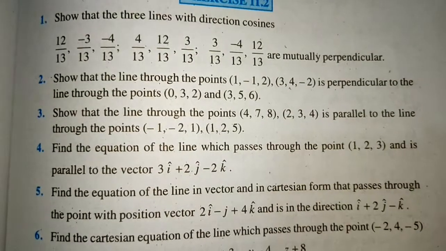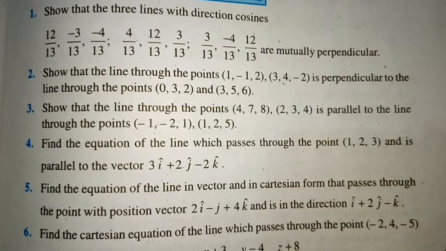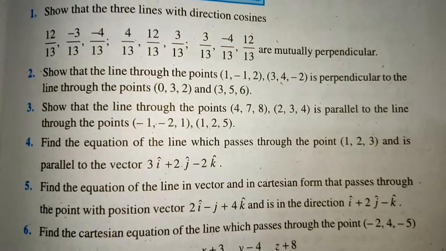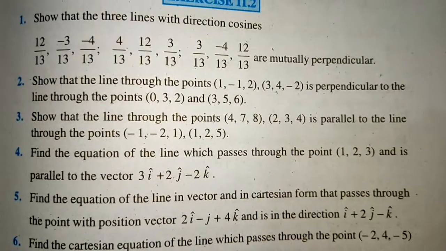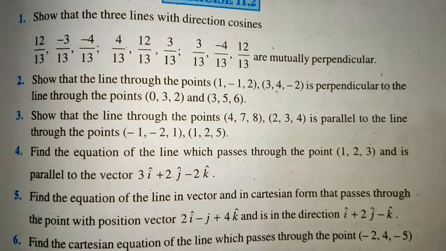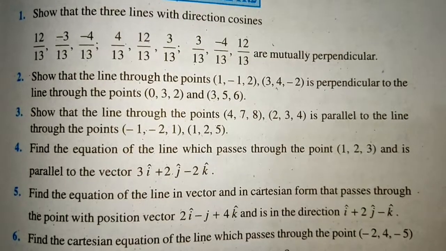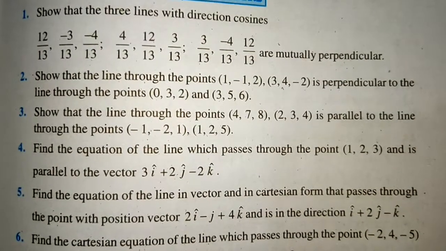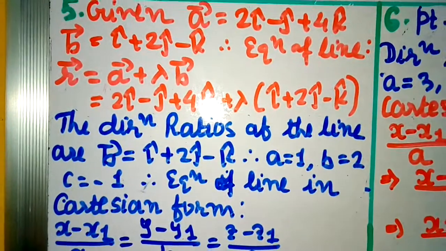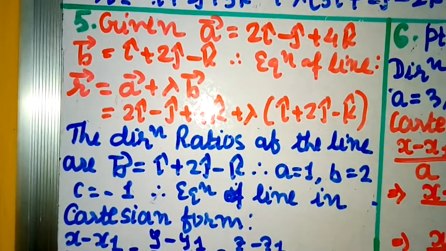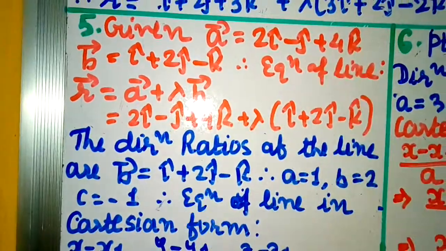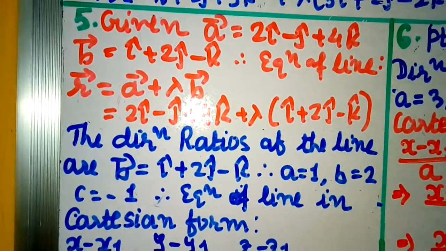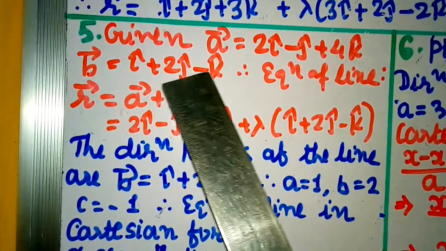Question number 5. Find the equation of the line in vector and in Cartesian form that passes through the point with position vector 2i cap minus j cap plus 4k cap and is in the direction i cap plus 2j cap minus k cap. We are given the position vector of a point, that is vector A equal to 2i cap minus j plus 4k cap, and the direction is given to us, b equal to i cap plus 2j minus k.